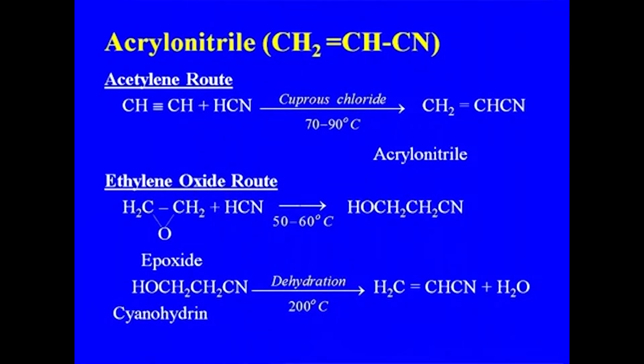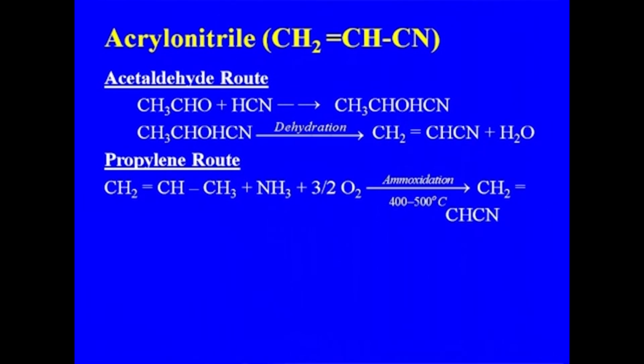Let us first discuss some of the routes again, because I will just give a brief outline of the process, and then, as I told you, we will be discussing it more in module 8 on acrylonitrile. The acetylene route was the first route available, the petroleum route, forming acrylonitrile from acetylene. Another route is the ethylene oxide route, making acrylonitrile from ethylene oxide. Then there is the acetaldehyde route and the propylene route, but one of the major breakthroughs has been the acrylonitrile process by ammoxidation.